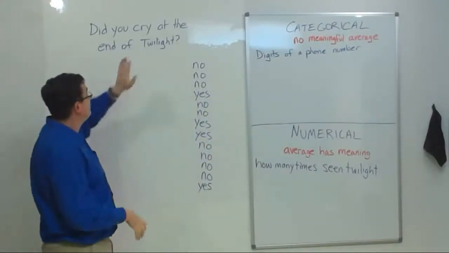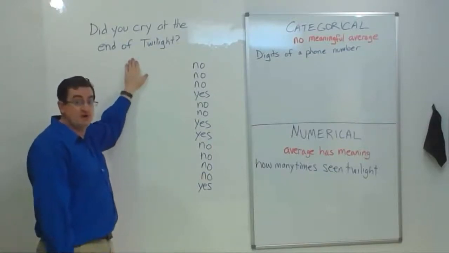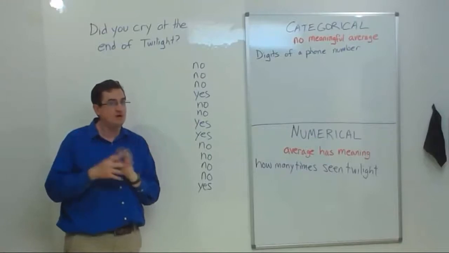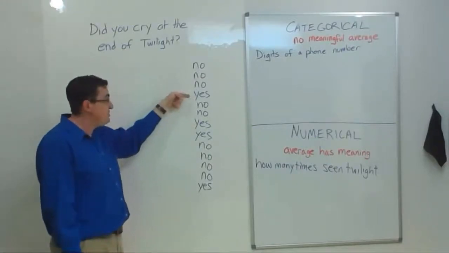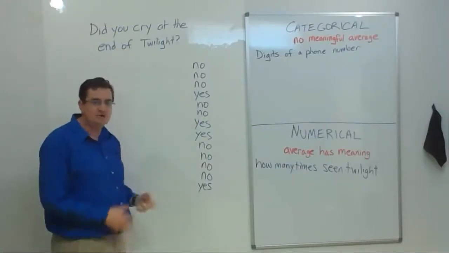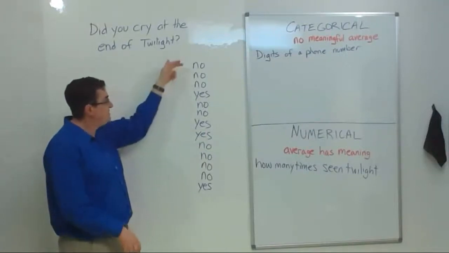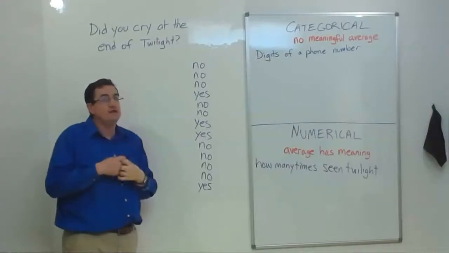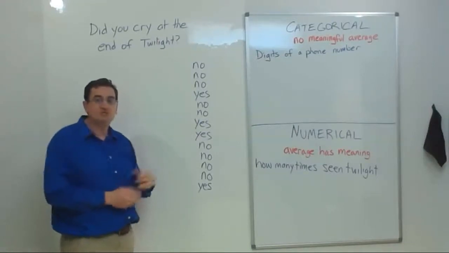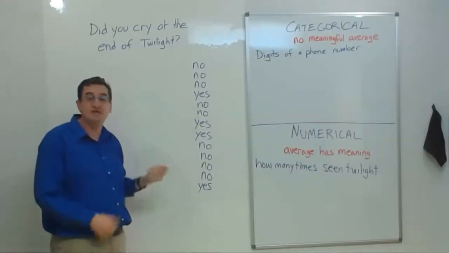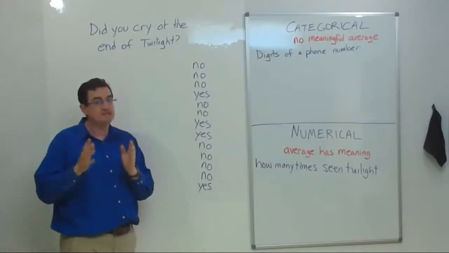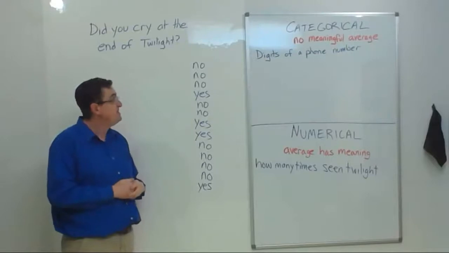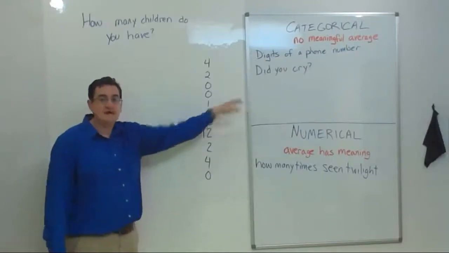Let's take another scenario. Did you cry at the end of Twilight? Let's not ask the reason why. I mean, we're not watching The Notebook. This is Twilight, but some people would say no. Some people would say yes. How do we average this? No, yes, no, no, no, yes, no. I mean, how do you combine all that? We could talk about proportions. We could talk about counts, what percentage cried or not. But that's not the same as an average. Here, we can't really average these values. And so we're going to list this as categorical.